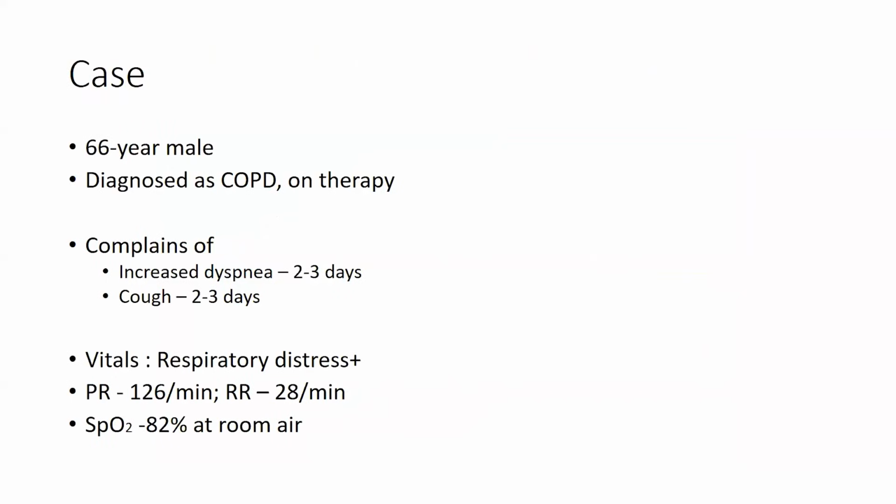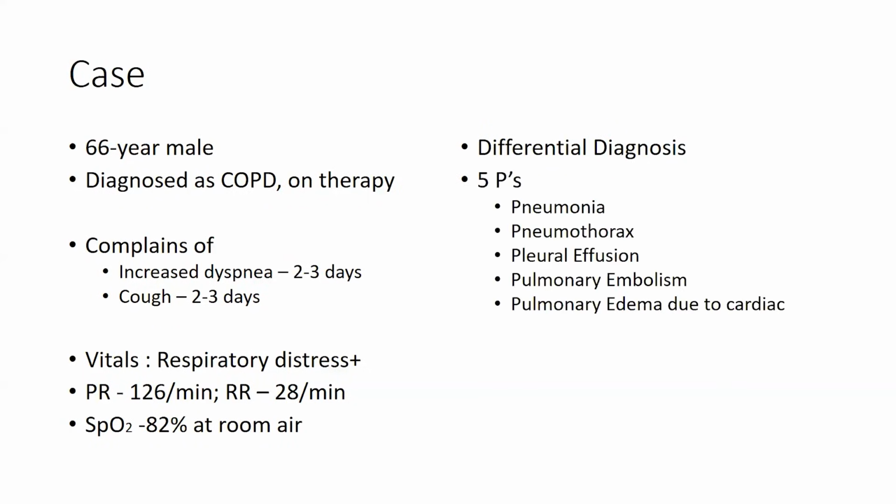So let's do this case that we are all waiting for. With this case analysis, I will show you how we can reach a diagnosis using any of these signs. So this patient, a 66-year-old male, diagnosed as COPD, was on therapy. He complains of increased dyspnea for the past 3 days and cough for the past 3 days, and he has come to the emergency with respiratory distress. His respiratory rate is 28, pulse is 126, and his room air saturation is 82%. So, what can be the differential diagnosis for this patient's acute respiratory failure?